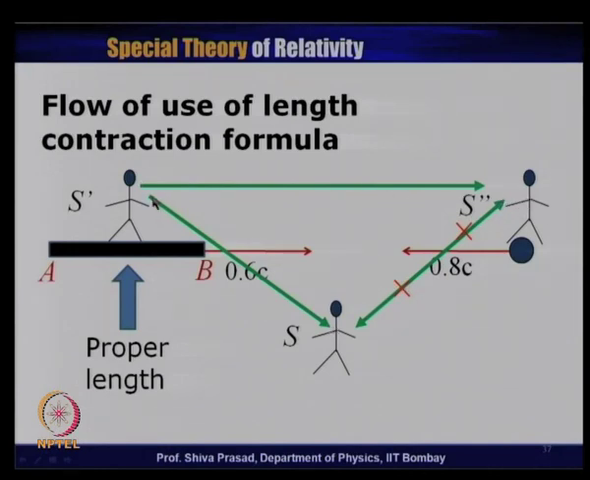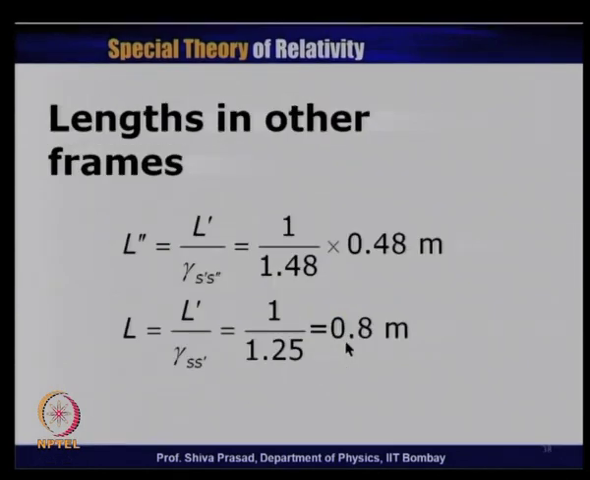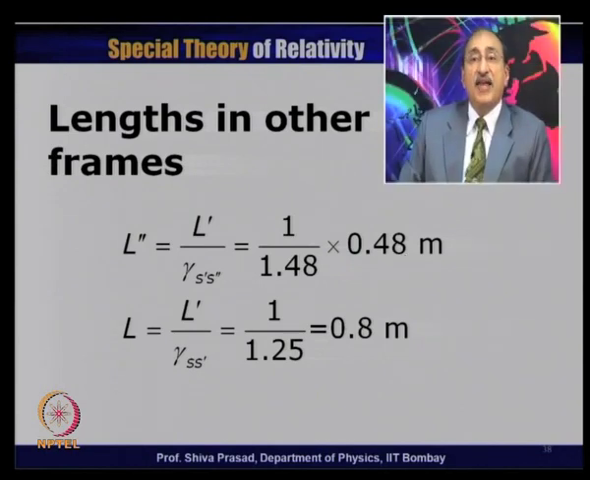Of course, I can use a path like this, from here go to here and come back here, or go from here to here and come back here, that is possible, but not the direct use of the length contraction formula from s to s double prime. That is prohibited, because in neither of these two frames the length is proper. I already know the proper length, which is 1 meter, in the s prime frame of reference. I have already evaluated the gamma values. So, the problem is reasonably simple.